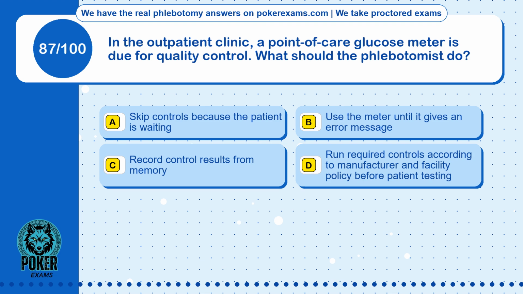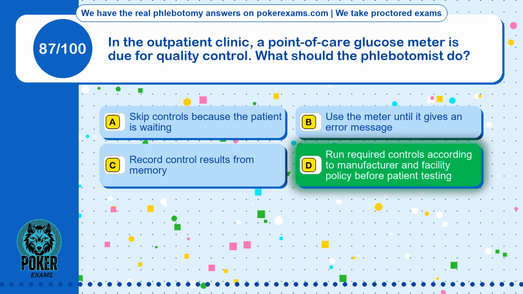Question 87. In the outpatient clinic, a point-of-care glucose meter is due for quality control. What should the phlebotomist do? Option A. Skip controls because the patient is waiting. Option B. Use the meter until it gives an error message. Option C. Record control results from memory. Option D. Run required controls according to manufacturer and facility policy before patient testing.